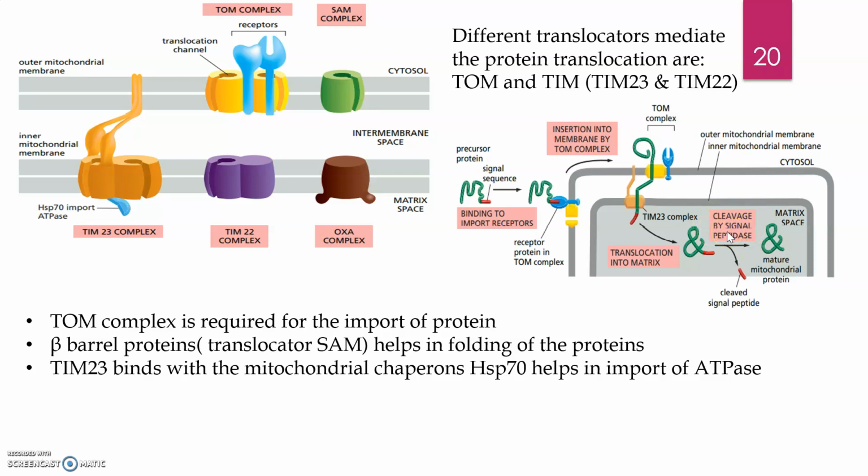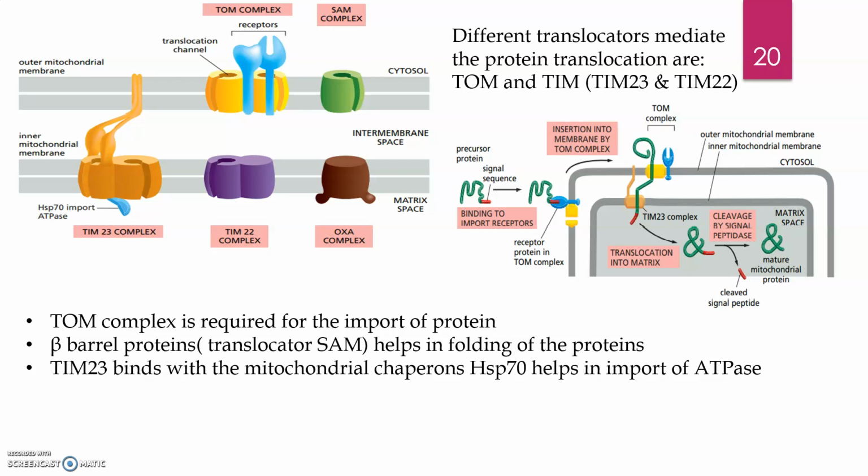And the export of the signal from the matrix into the cytosol also follows a similar pathway, where it binds to the TIM complex from the matrix, and it is transferred through the TOM complex and inserted into the cytosol. These are some of the processes which occur within the cell for the transcription of the genes.